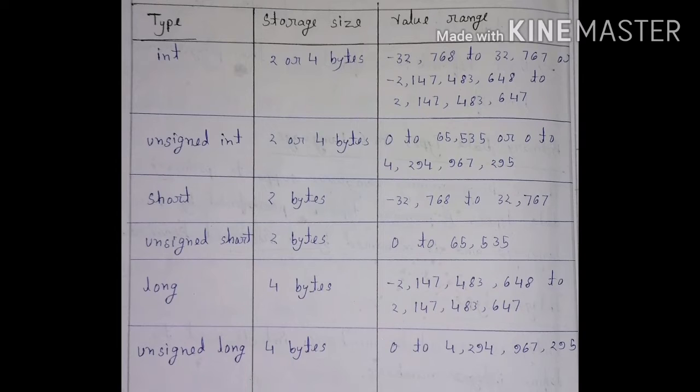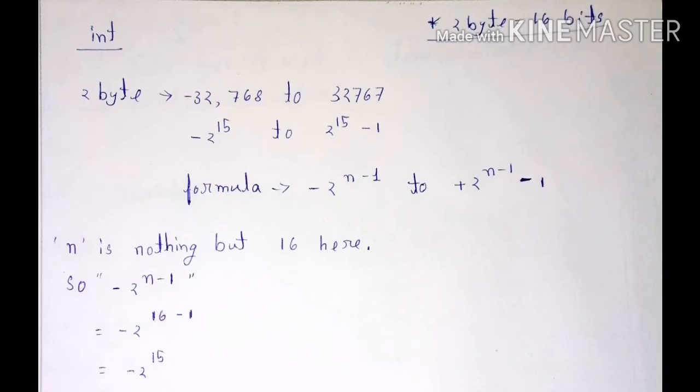Guys, in yesterday's class we saw this chart. So I will be explaining to you guys today how these value ranges came. See here guys, the storage size of int data type is 2 bytes or 4 bytes.